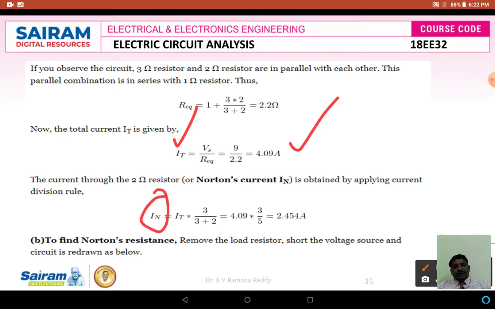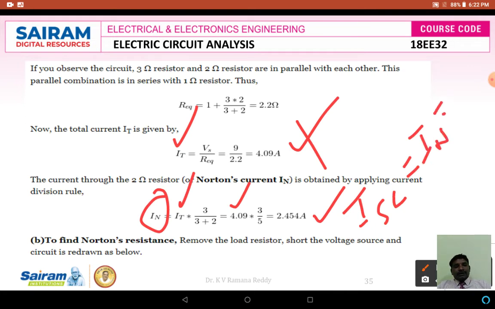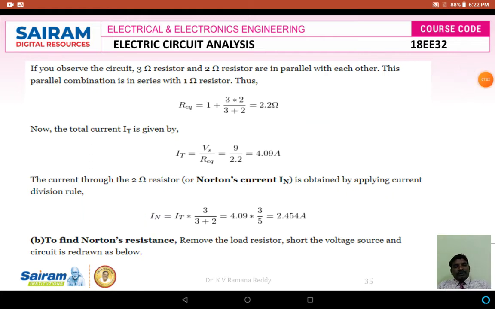Use that I1 or IT, which is equal to 4.09 amperes, and find the Norton's current IN. In the place of IT I am substituting the 4.09 value here, and 3 by 5. 4.09 into 3 by 5 becomes 2.45 amperes. Therefore the short circuit current ISC is equal to IN, or the load current IL according to the terminology used in the given problem.